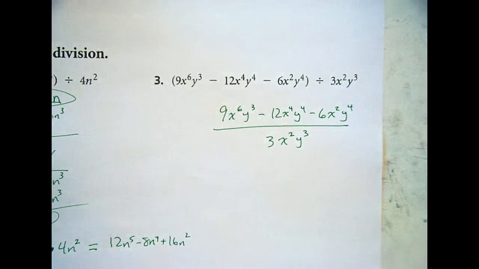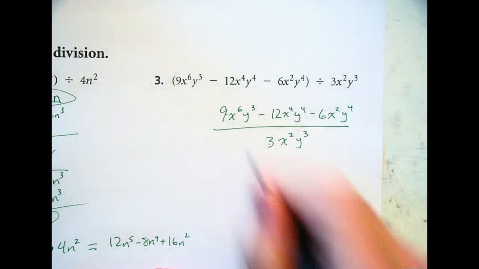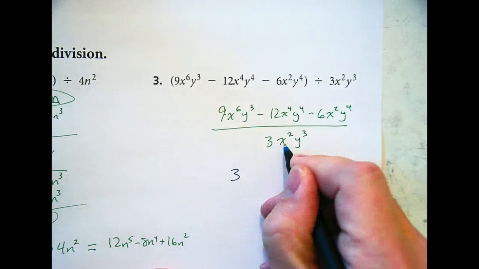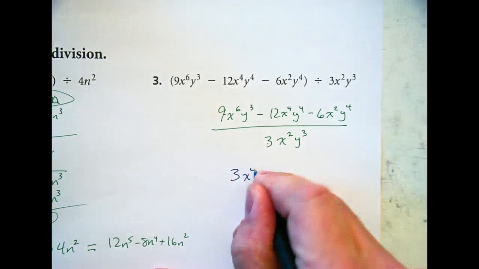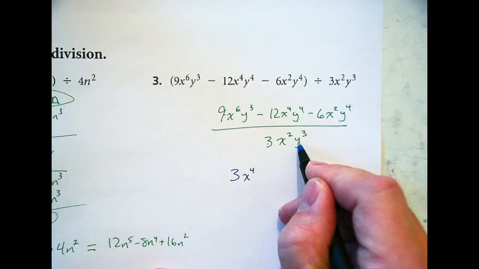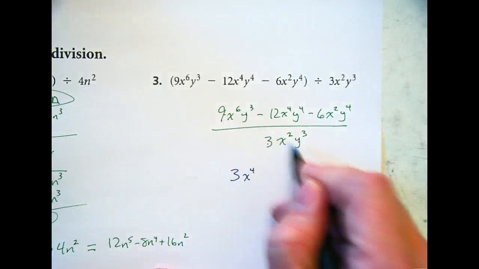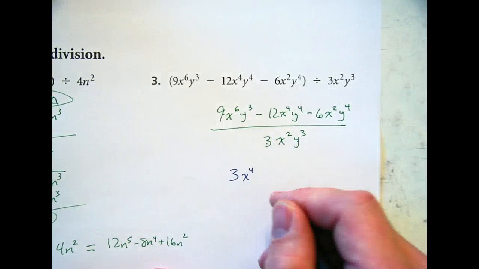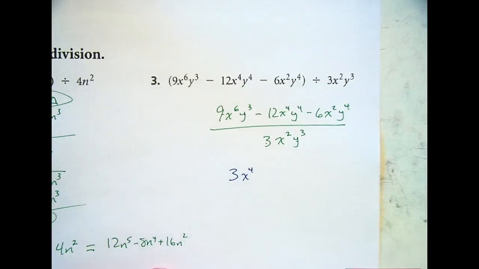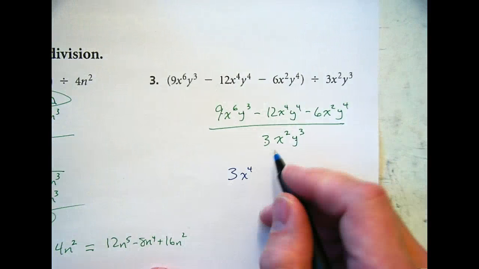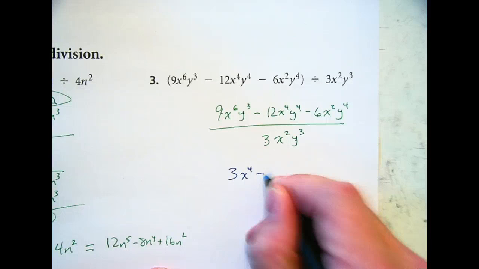All right, how many have an answer? Okay, let's see how we've got it here. So 3 goes into 9 3 times. X squared times x to the 4th is x to the 6th. And y cubed times 1 is y cubed, so we don't put anything else there. How many got the first term correct? Yeah. Very good. Okay, minus, because this is a positive and that's a negative.